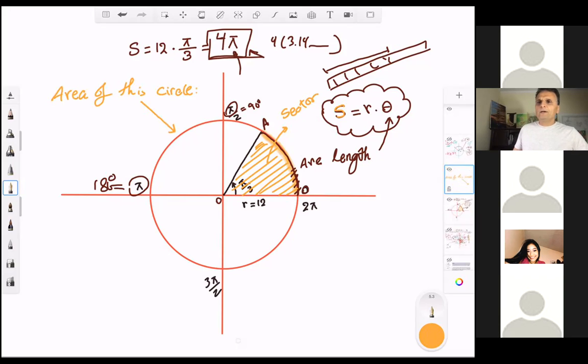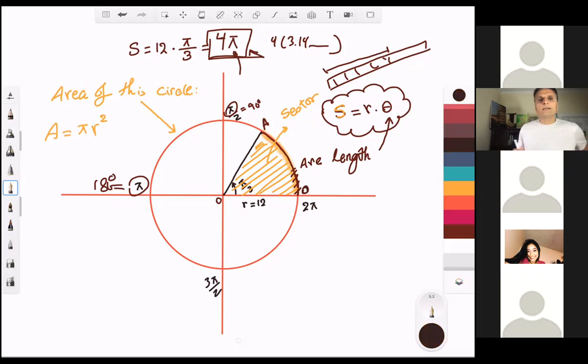What's the formula for the area of the circle? A was pi r squared, correct? Area of the circle. I'm not asking you the sector, the entire circle. Pi r squared was the formula for the area of the circle.